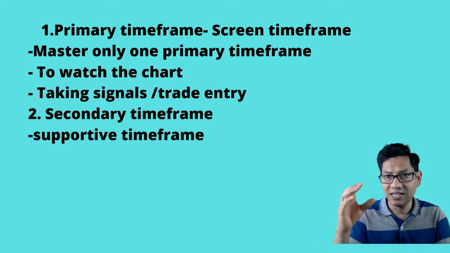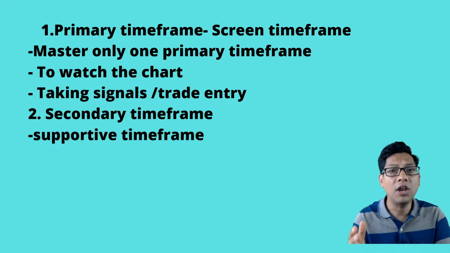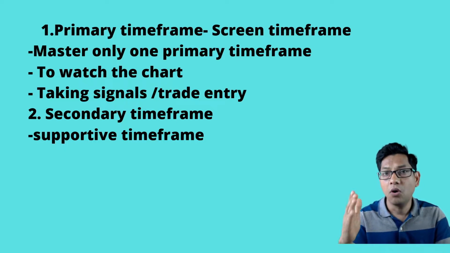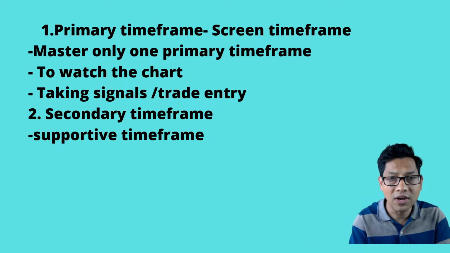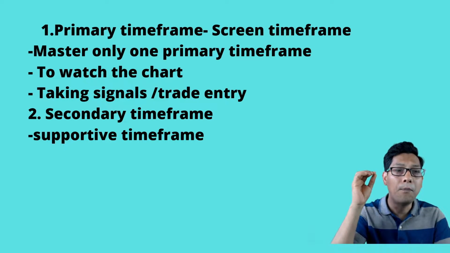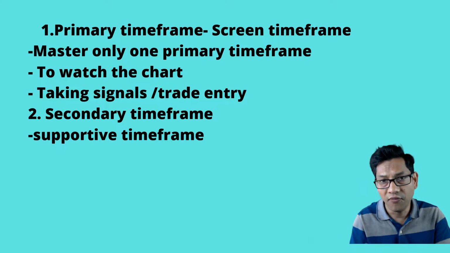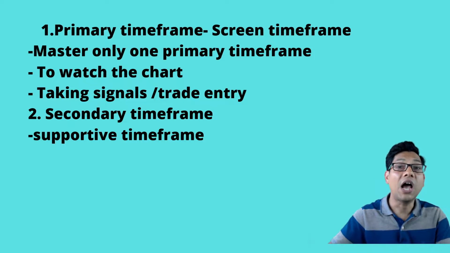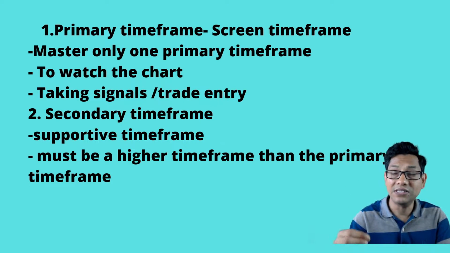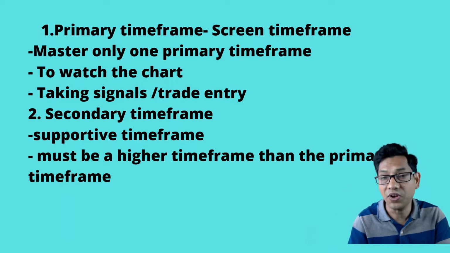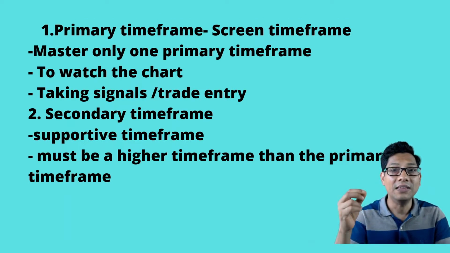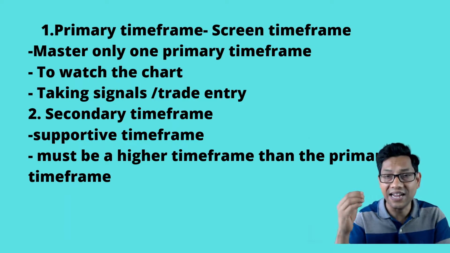It means that, say you are trading on a 4-hour time frame or 1-hour time frame. If your primary time frame is 4 hour, you can use a higher time frame. That means this secondary time frame must be a higher time frame than the primary time frame. That is what I call a secondary time frame.